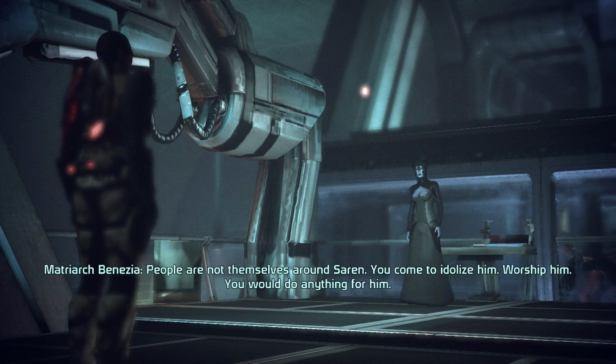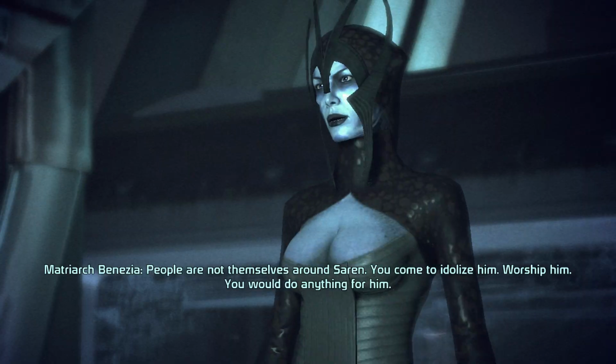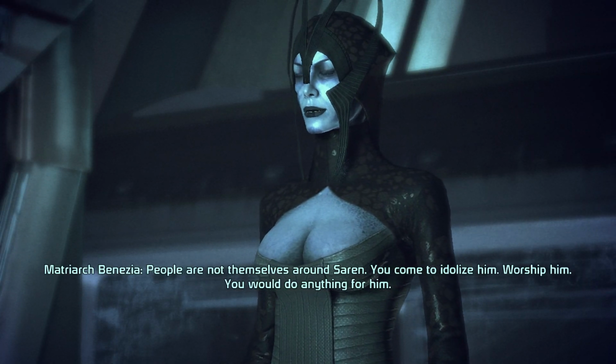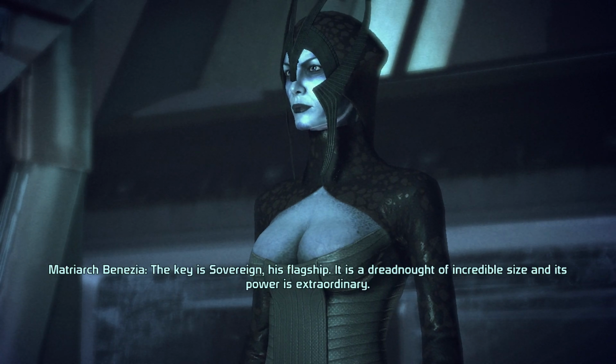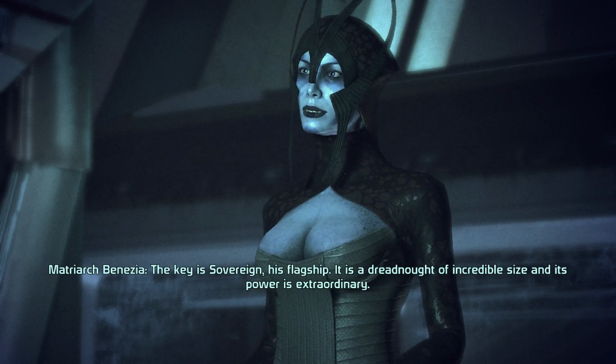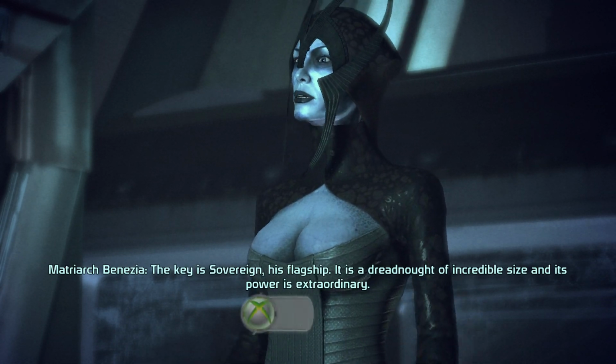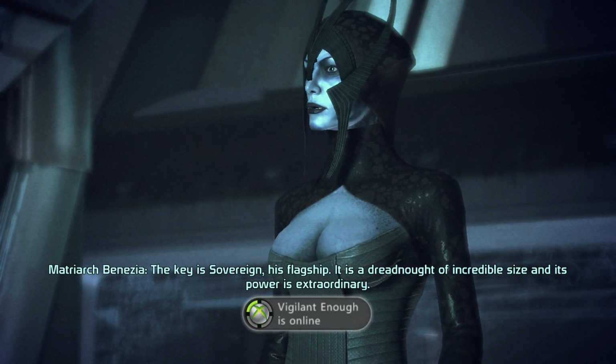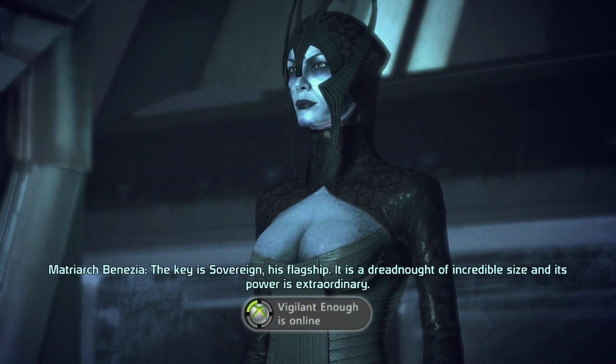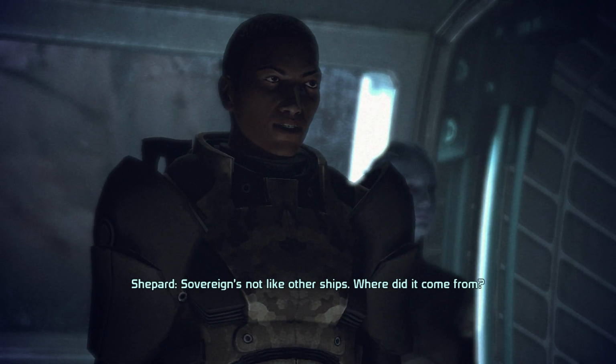People are not themselves around Saren. You come to idolize him, worship him. You would do anything for him. The key is Sovereign, his flagship. It is a dreadnought of incredible size, and its power is extraordinary. Sovereign's not like other ships.